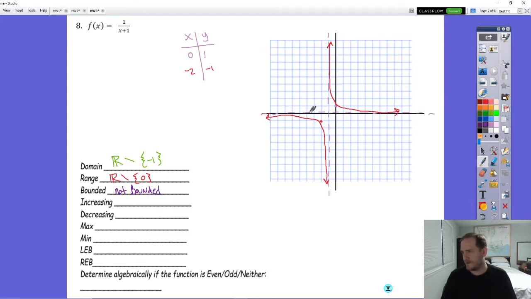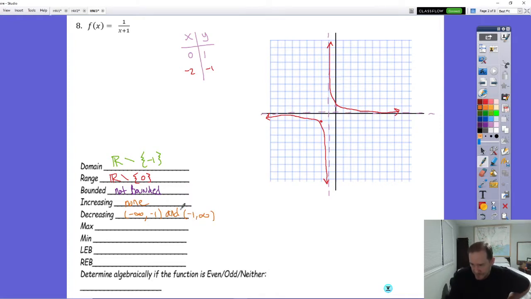Our increasing interval is none. This thing is decreasing forever. But we're not decreasing at the actual asymptote. We don't even exist at the asymptote. So you'd have to give the decreasing interval as 2 separate intervals. So it'll be -infinity to the asymptote at -1, and also -infinity to infinity. Oh, no. -1 to infinity.